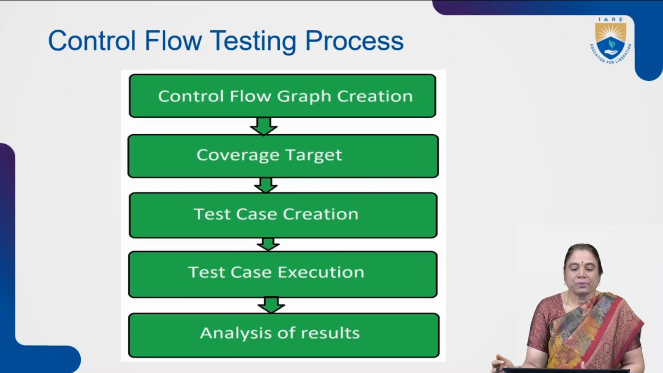Then what is the process of control flow testing? The steps involved in control flow testing are control flow graph creation, coverage target, test case creation, test case execution, and analysis of the result.